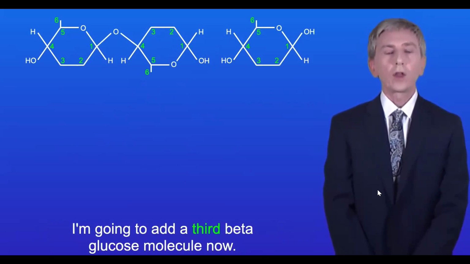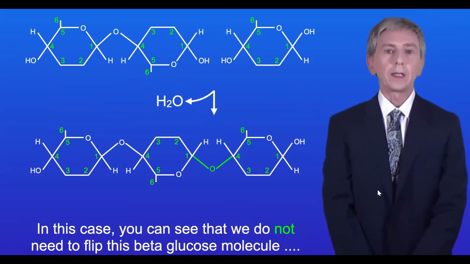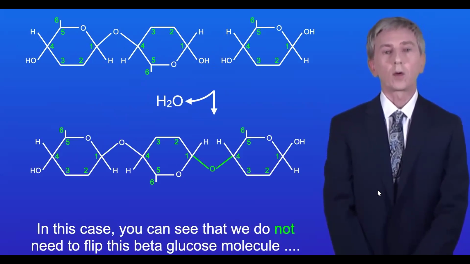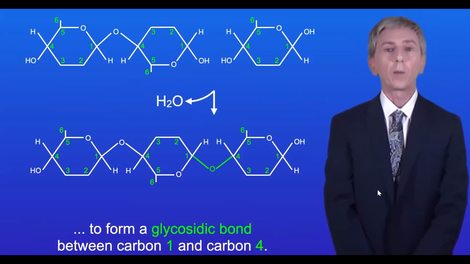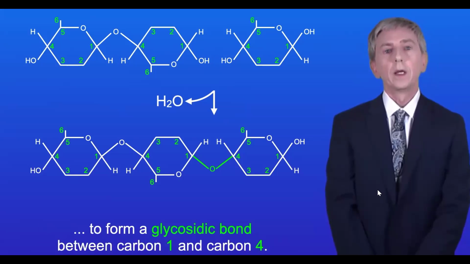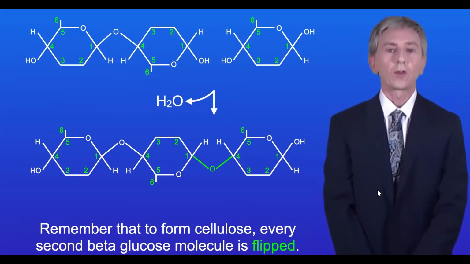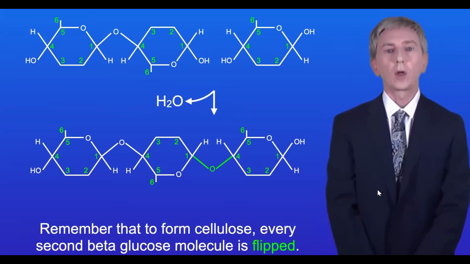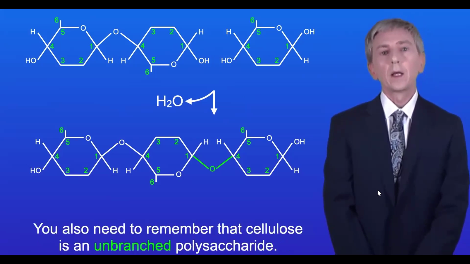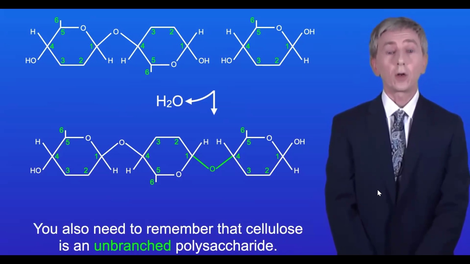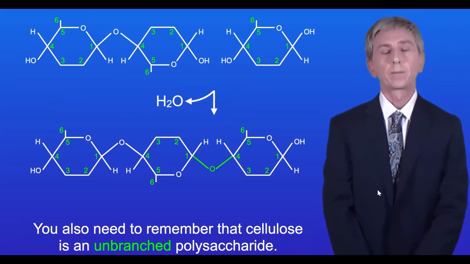Okay, I'm going to add a third beta glucose molecule now. In this case, you can see that we do not need to flip this beta glucose molecule to form a glycosidic bond between carbon 1 and carbon 4. So remember that to form cellulose, every second beta glucose molecule is flipped. You also need to remember that cellulose is an unbranched polysaccharide.